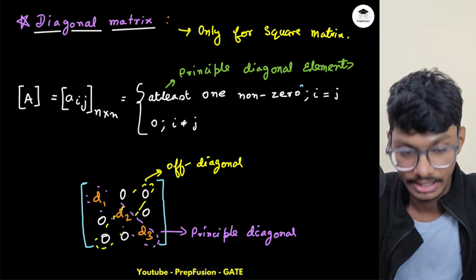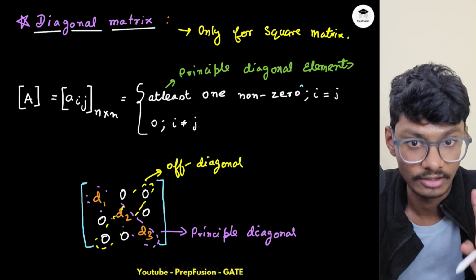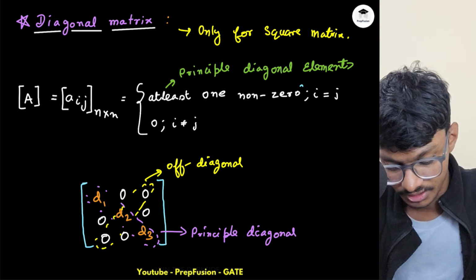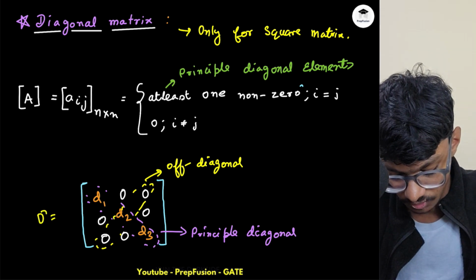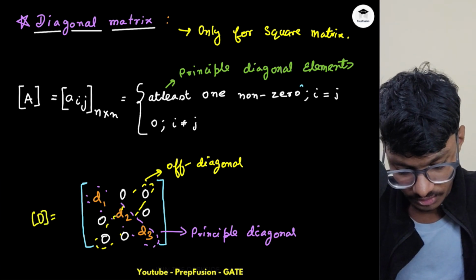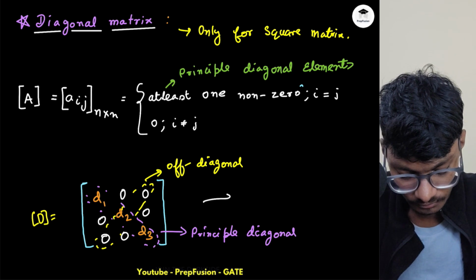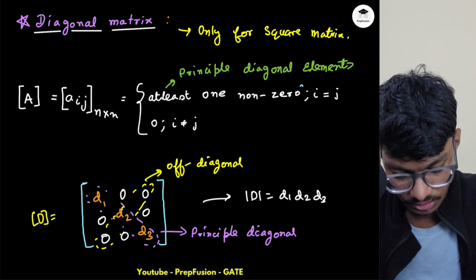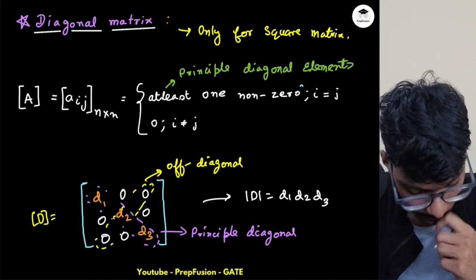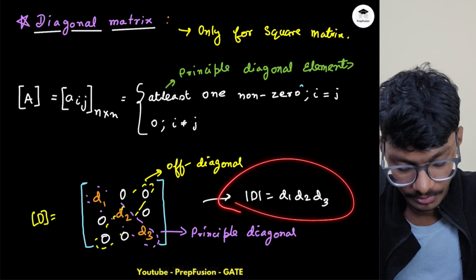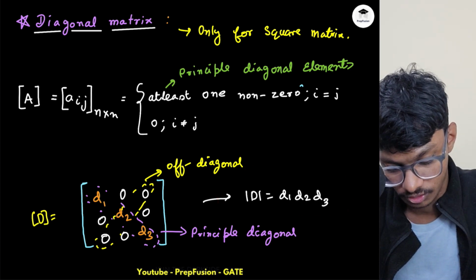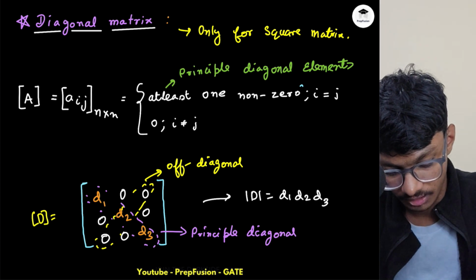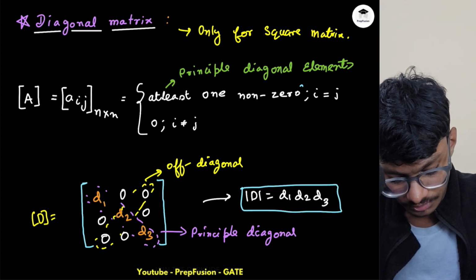Another interesting fact: can you find the determinant for this? The determinant for this is rather simple. Calling this matrix D, the determinant of D is simply D1 times D2 times D3. This is also another type of property.